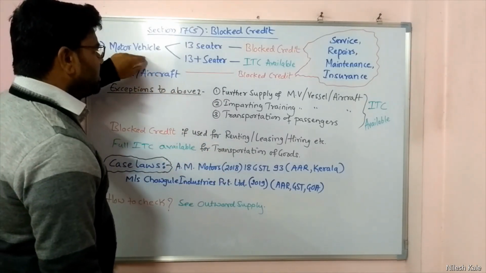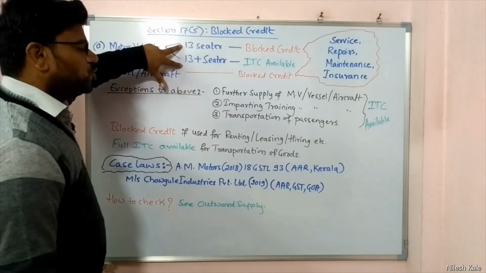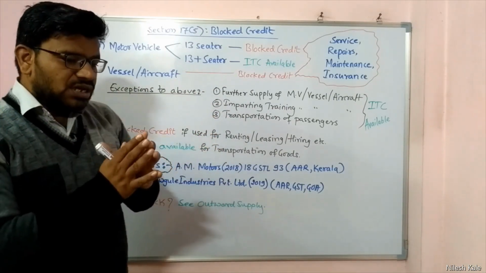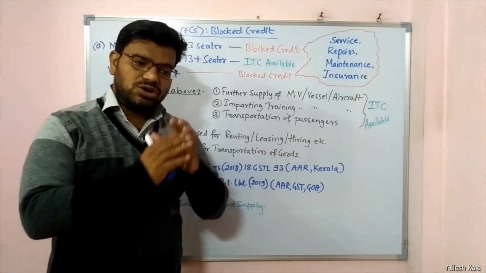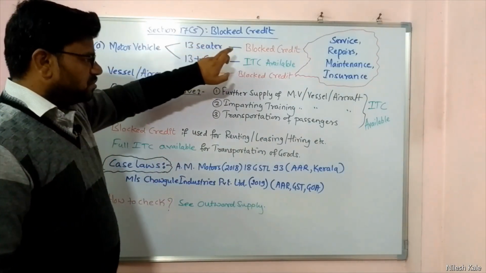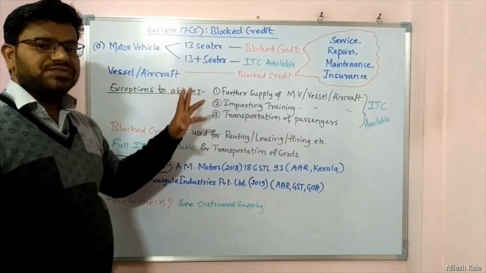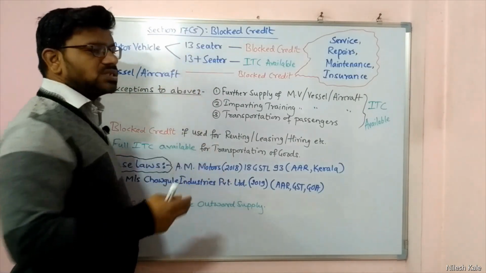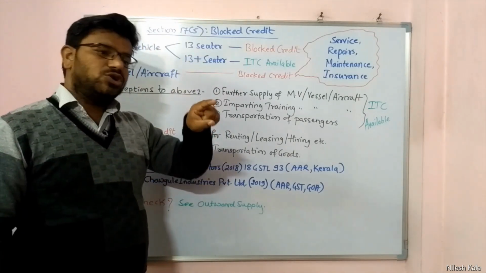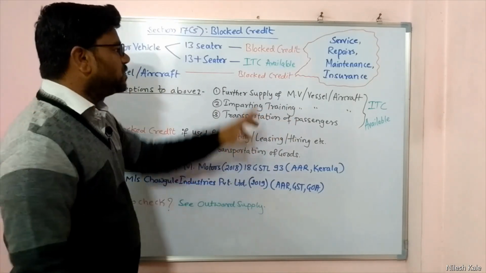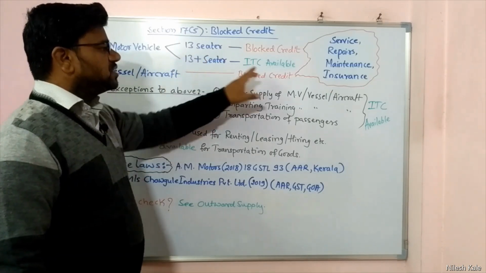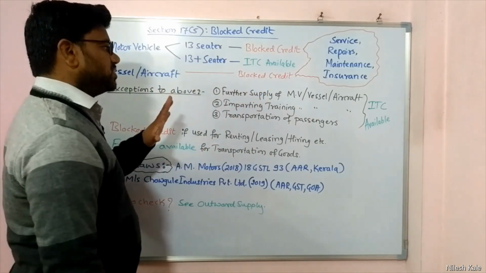Now we have to bifurcate all the motor vehicles into 2 points: 13 seaters and 13 plus seaters. We are not bifurcating between 2-wheelers, 3-wheelers, 4-wheelers or any other such. We are bifurcating into these two: 13 seater motor vehicle or 13 plus seater motor vehicle. Let me tell you, 13 seater includes the driver. If you have a motor vehicle which is used for business or for personal purpose, no matter what, it is blocked credit. If your motor vehicle is 13 plus seater, then ITC is available according to the GST Act.